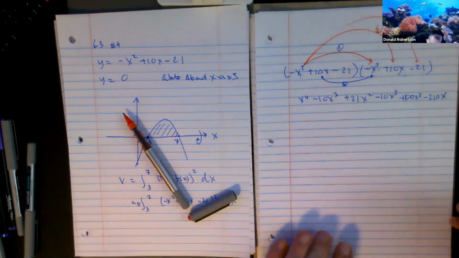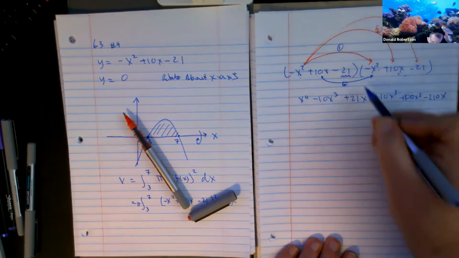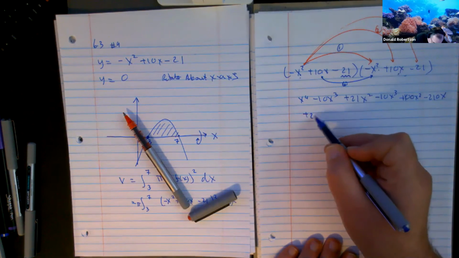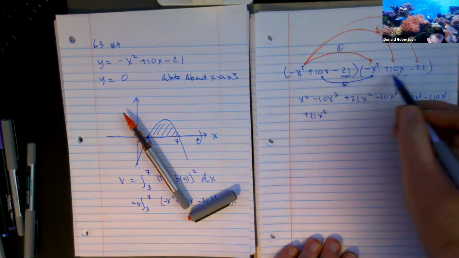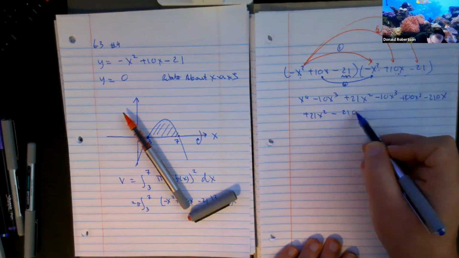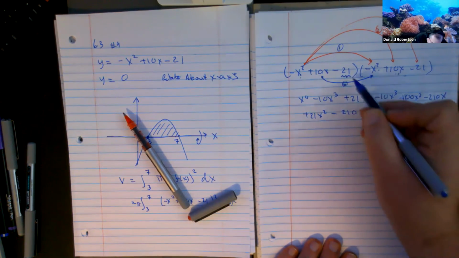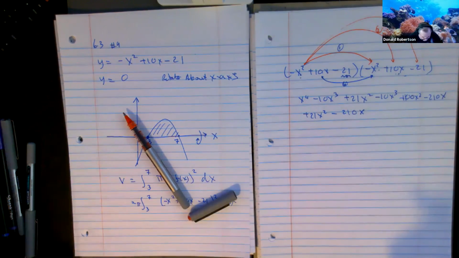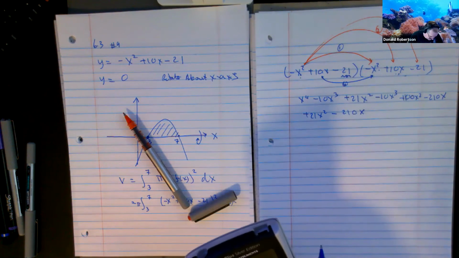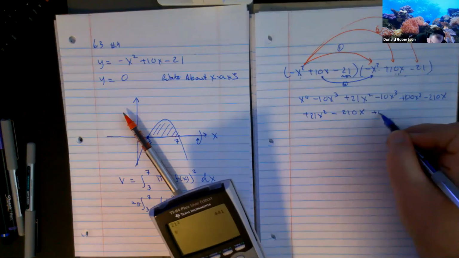210x. And then this one times this one is plus 21x squared. This one times this one is take away 210x. And this one times this one is positive whatever 21 squared is. 441, yeah.